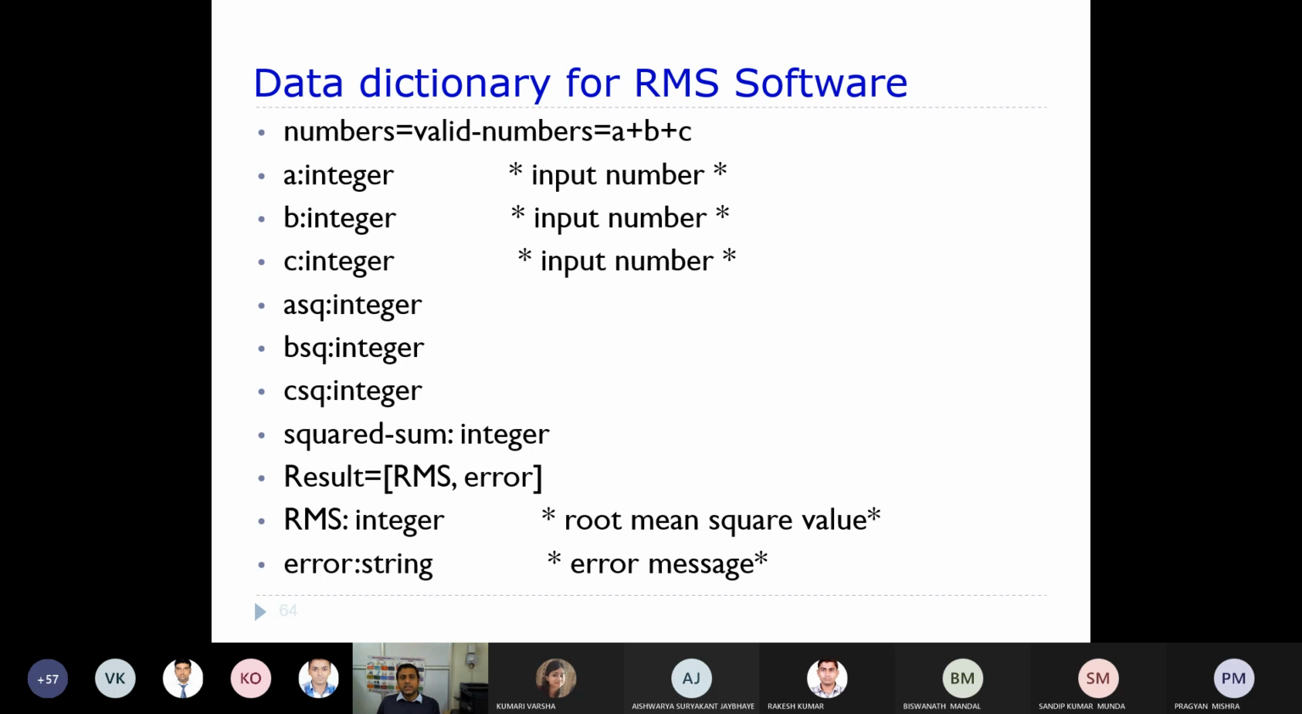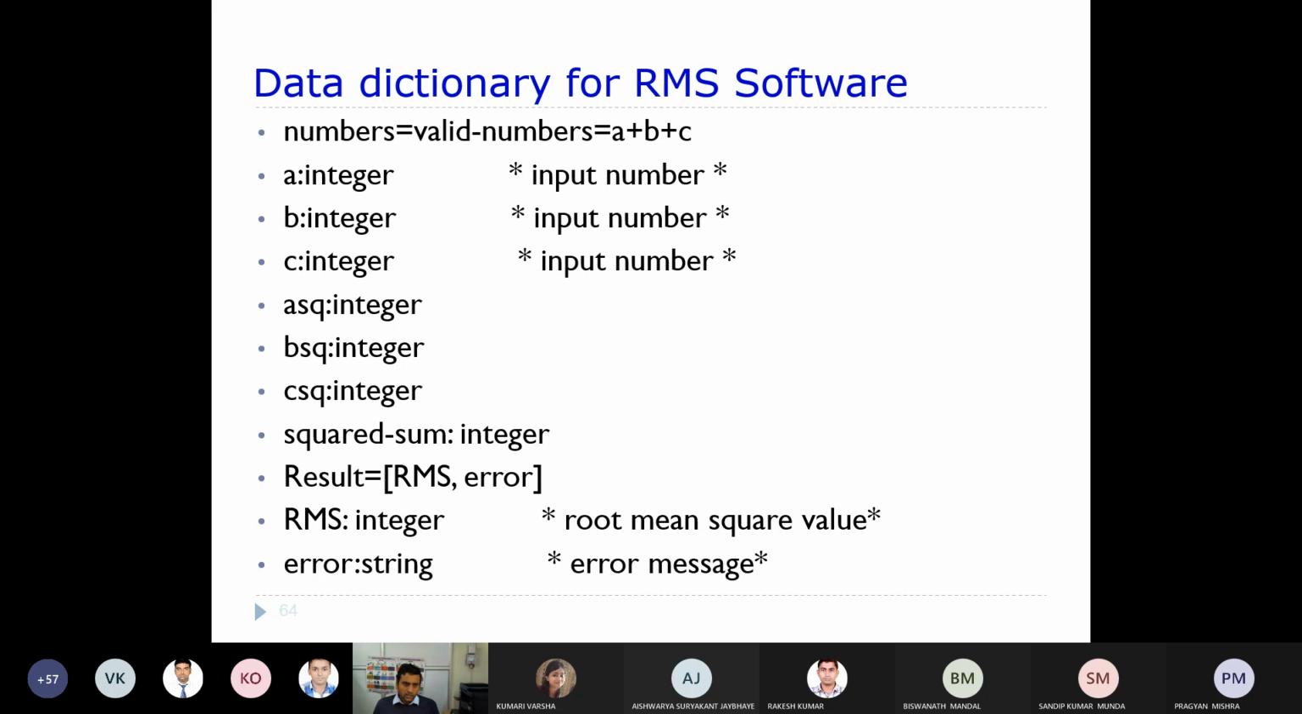And B is an integer, so it is another input. C is another input, right? If I write ASQ, that may be the data item I am going to use, representing A square. This will also be an integer. Another data item I am going to use is B square, BSQ, which is also an integer. CSQ, right? And then squared sum is another integer, because you find it like this: A square plus B square plus C square. That is going to give you squared sum.